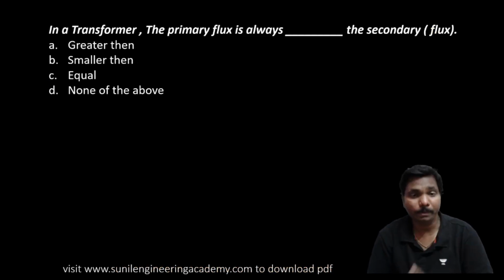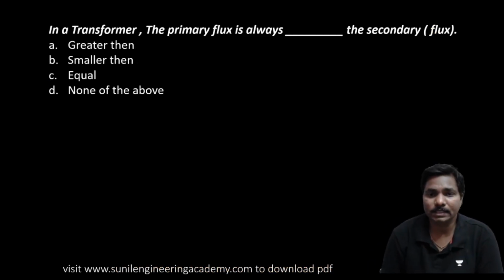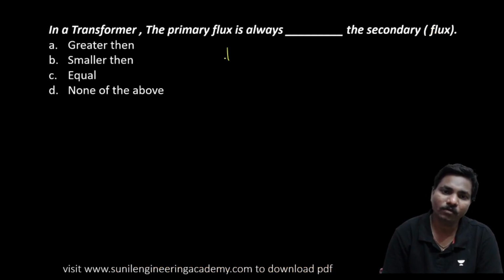In a transformer, primary flux is always dash the secondary flux. Already I have given what are the constant terms. What are the constant terms in magnitude?